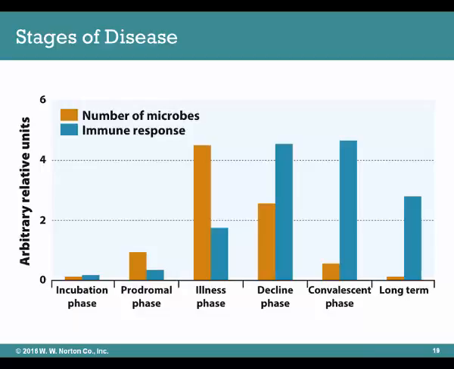While the microbes peak in the illness phase, once our immune system kicks in and peaks in the decline phase, it's really getting rid of those microbes, and it stays elevated through the convalescence phase until, in the case of an acute infection, the microbe is completely cleared from our body, or in the case of a latent infection, the microbe is kept at low enough numbers, and our immune response will then wane.